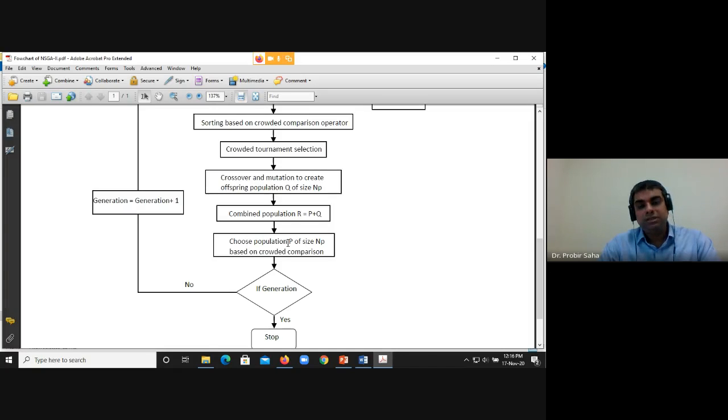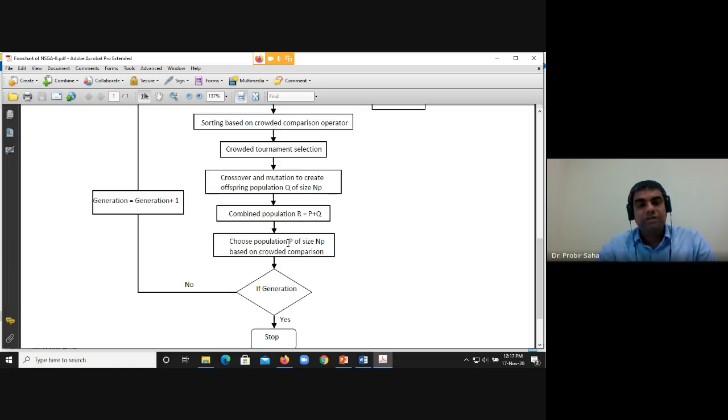If, after some generations, 100 of the 200 solutions have already come in the first front, that means we have got the Pareto front, because you want 100 solutions. But it may happen that the first front has 15 solutions, the second front maybe 80, the third front maybe 15, something like that.